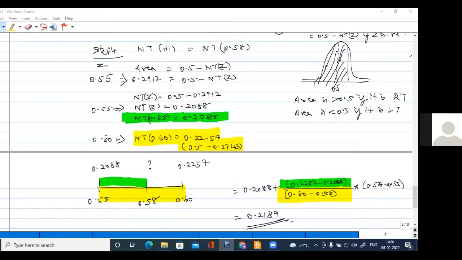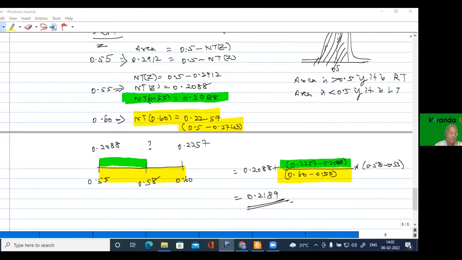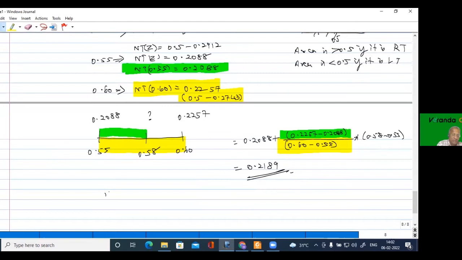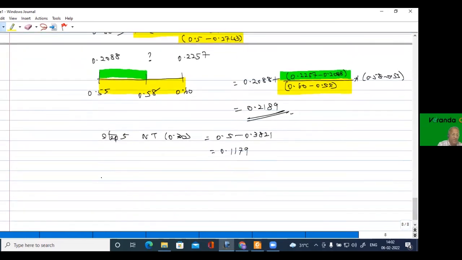Thank you. So this is for step number one. I can find out the normal table value of Z, 0.128. So step number four is like that. Step number five: normal table value of 0.30 is equal to 0.5 minus the area for this mean, 0.3821. So therefore it is 0.1179. Let me just check 0.5 minus 0.3821. So 0.1179. So I am very happy with step number 4 and 5, especially step number 5.